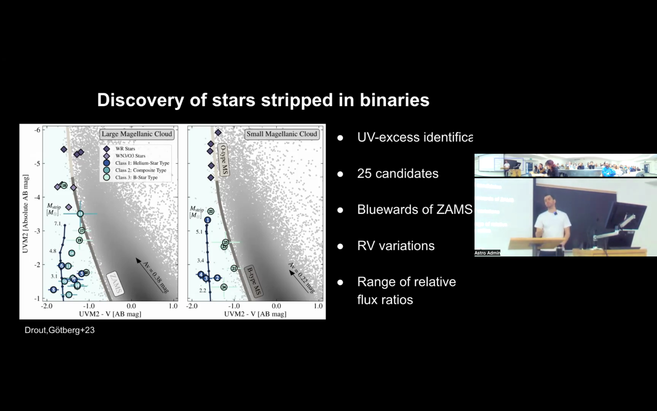Here, relative flux ratio means how much light the stripped star is contributing relative to its companion. In some cases, the stripped star completely dominates the optical flux, and in other cases, the companion is dominating the flux.